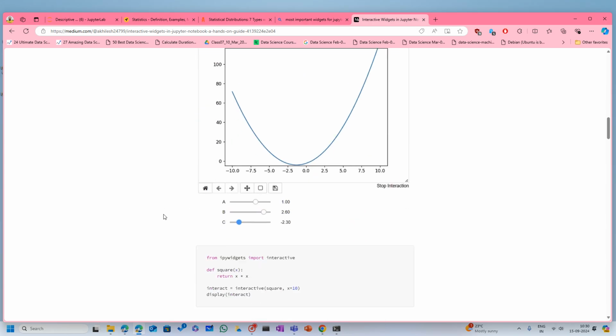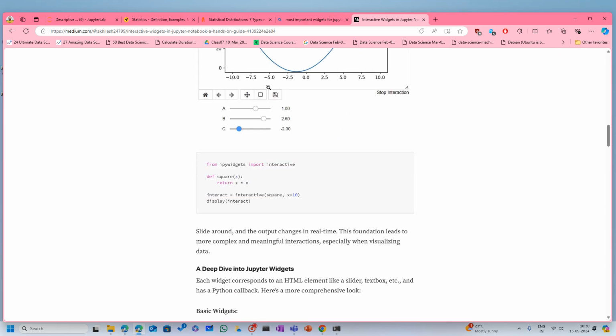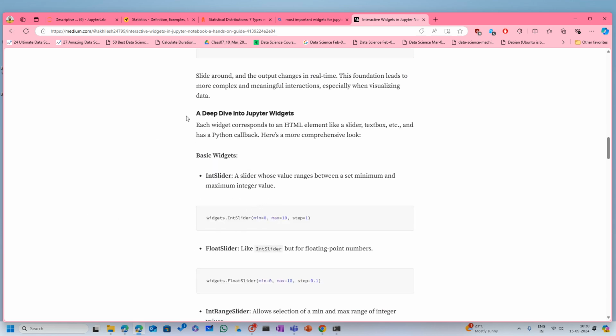So this type of functionality is offered. Otherwise, if you don't use this widget, you will get only this plot. If you want to make it interactive, you can make use of that. You can apply interactive to this function. So we are using interact only.